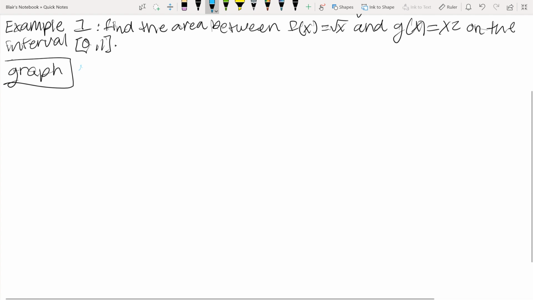And now, since we graphed it and we know that this one is on top, we can plug it into the formula. So the formula, area equals the integral from 0 to 1 of square root of x, we know this is the upper function, minus x squared, the lower function.